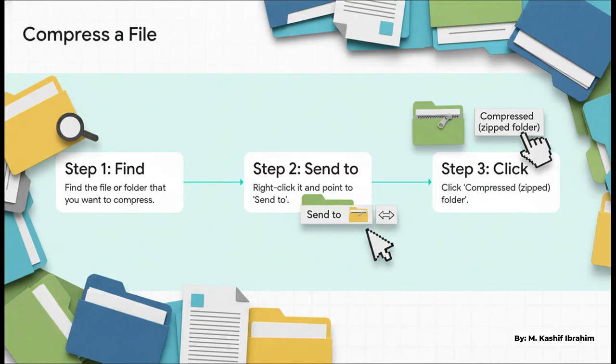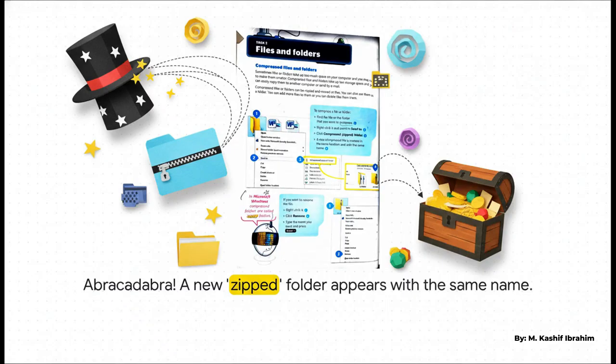And you're not going to believe this. This spell is just as easy as making a shortcut. You just find the folder you want to shrink, you right-click it, go down to Send to, and this time you're going to choose Compressed Zipped Folder. That is literally it. And abracadabra, check it out. A new folder shows up, and it's got a little zipper right on it.